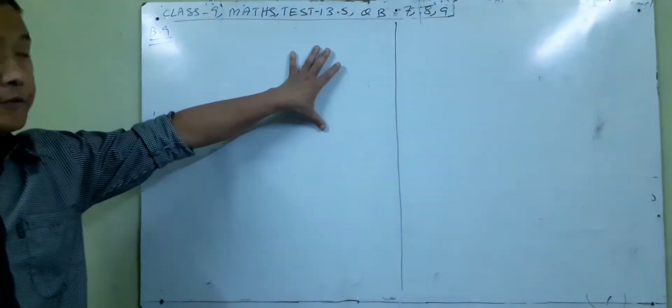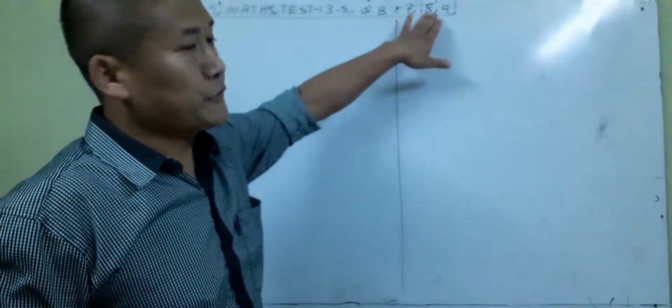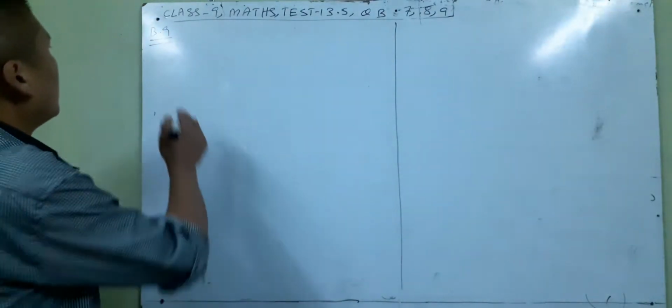Okay, so what next we're going to do is this one. Class 9 Maths, Test 13.5. This will include exercise 13.5, questions 7, 8, 9B. Okay, so let's start with B8.